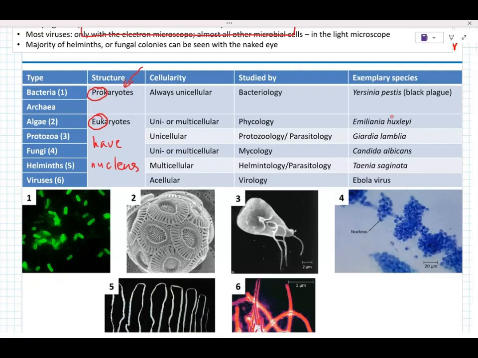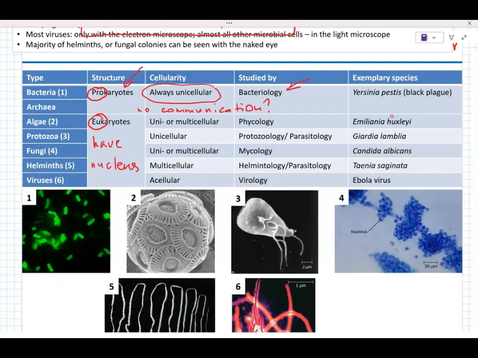Now, prokaryotes, without exception, are unicellular. There are no multicellular prokaryotic organisms. Why? Well, it's a good question. Most likely because prokaryotes cannot establish sufficient communication between the cells. Now, the branch of microbiology that studies bacteria and archaea, those prokaryotes, is called bacteriology.